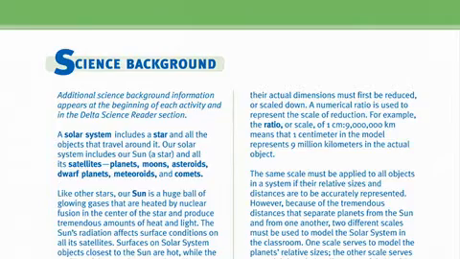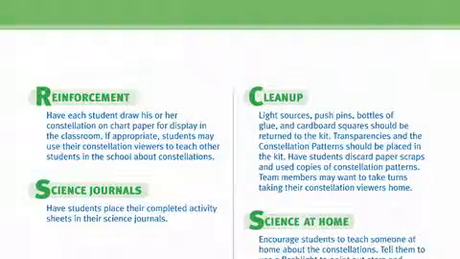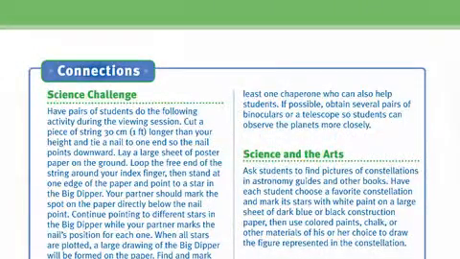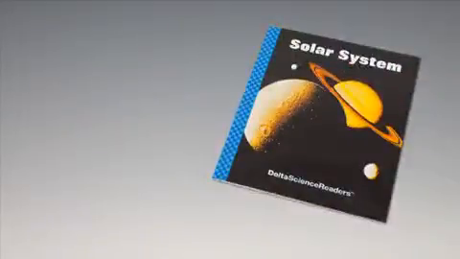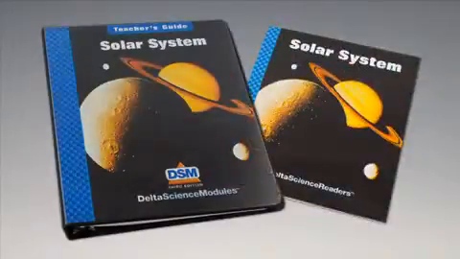To conclude the activity, have students return the intact satellite system models and unused fishing line to the kit. Remember to return the demonstration model you've made as well. For science background, reinforcement activities, curriculum connections, and information about the Delta Science Reader, please consult your DSM Teacher's Guide.